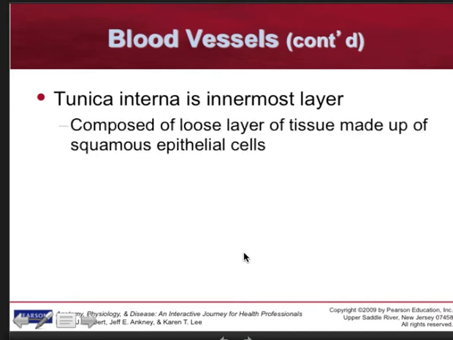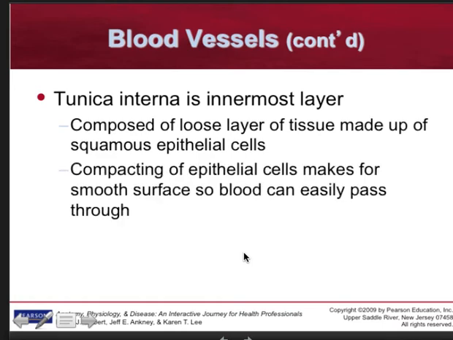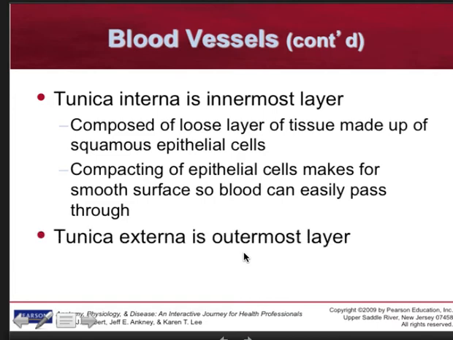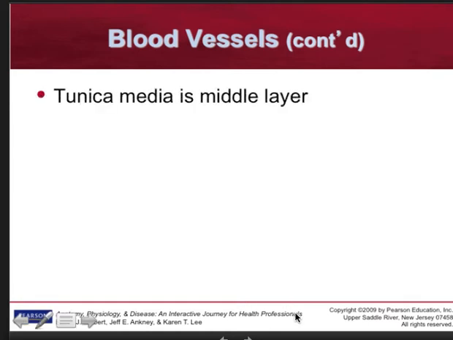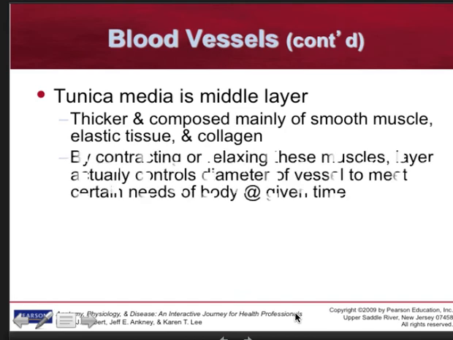The interna is the innermost layer, and it's a loosely organized tissue made up of squamous epithelial cells. The compacting of these cells makes the surface smooth so blood easily passes through. We want that. We don't want the platelets to burst and initiate blood clotting spontaneously. And this is one of the reasons why the endothelium is basically a very slick surface. The tunica externa is the outermost layer, and it's mostly made up of fibrous tissue, and it provides the vessel support and protection, while the media is the middle layer and contains smooth muscle and also connective tissue in the form of collagen and elastin.